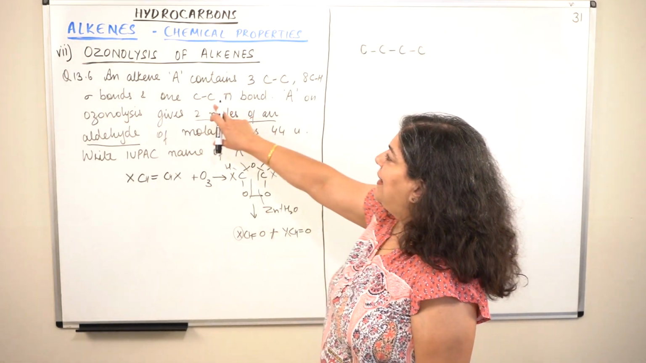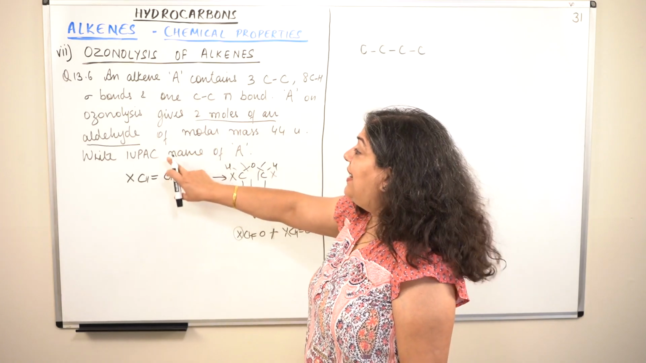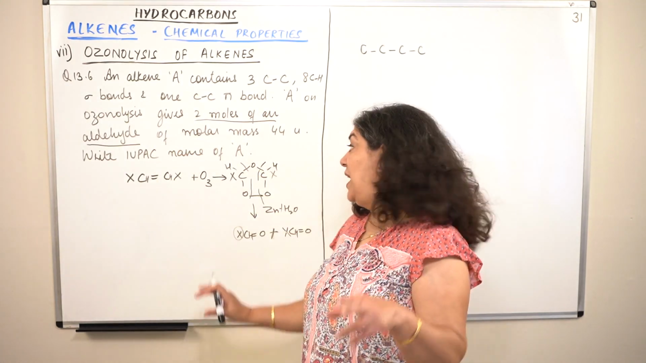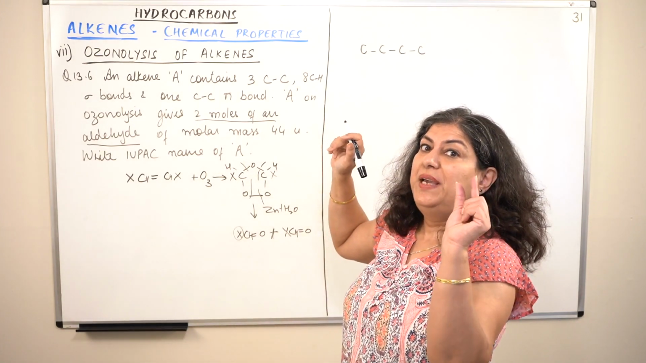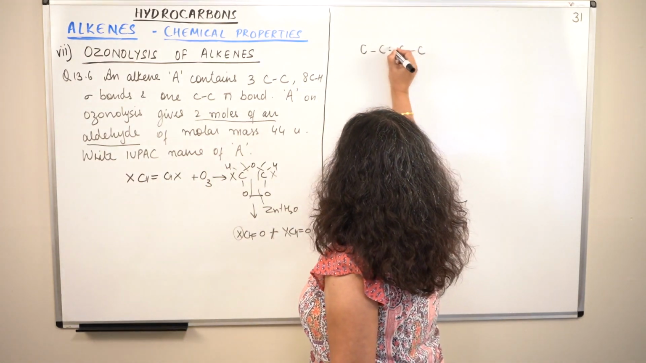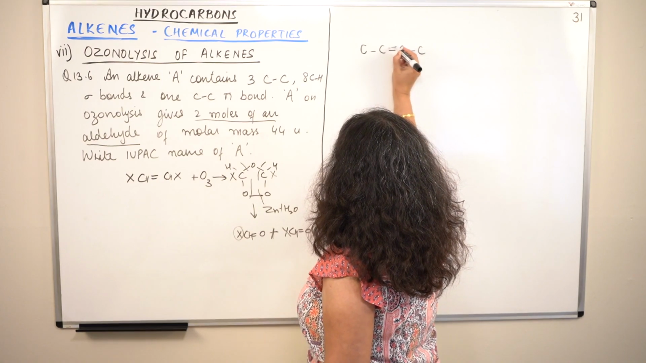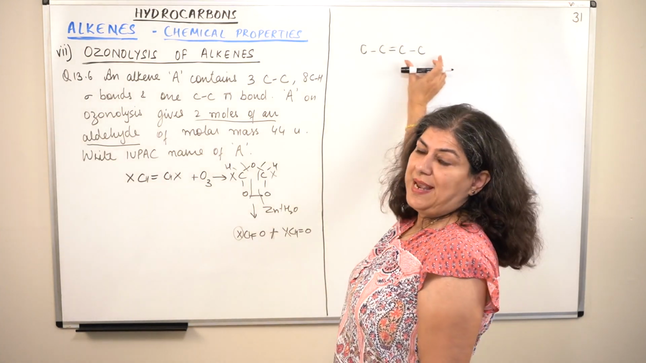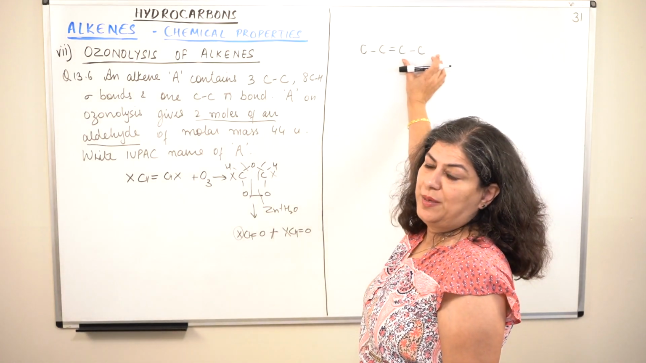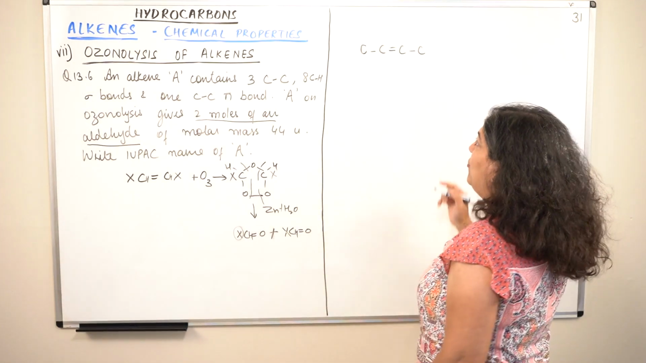Also it says that there is an alkene and that the aldehydes that are formed are the same, which means whatever the structure is, the double bond should be in the center. So the double bond is here because it should be symmetrical. On this side of the double bond you have 2 carbons, and on this side of the double bond you have 2 carbon atoms. Let us fill this up with hydrogens.